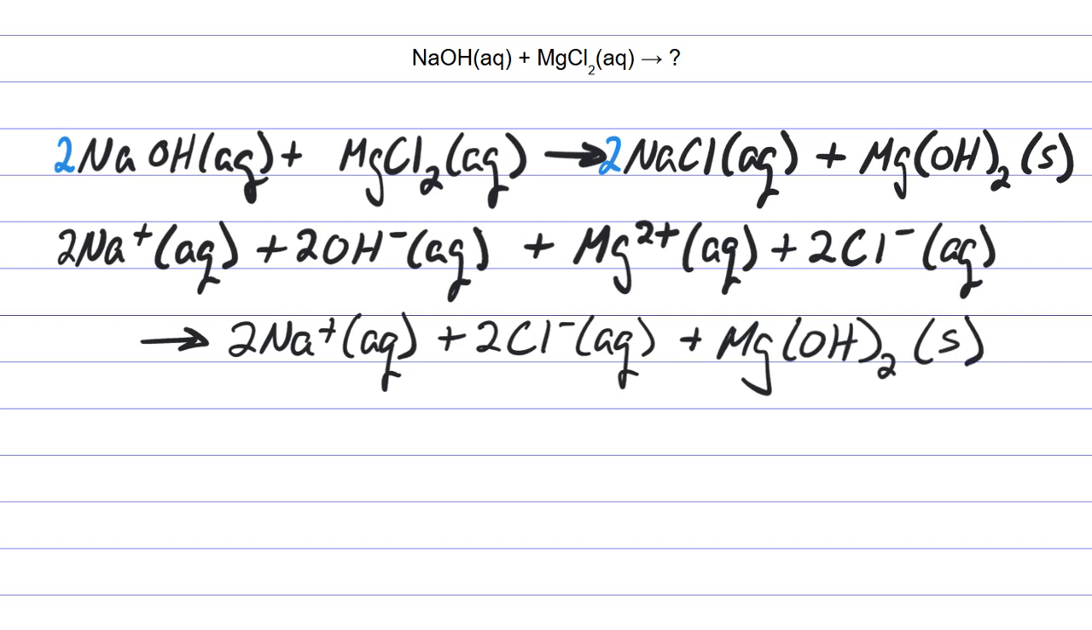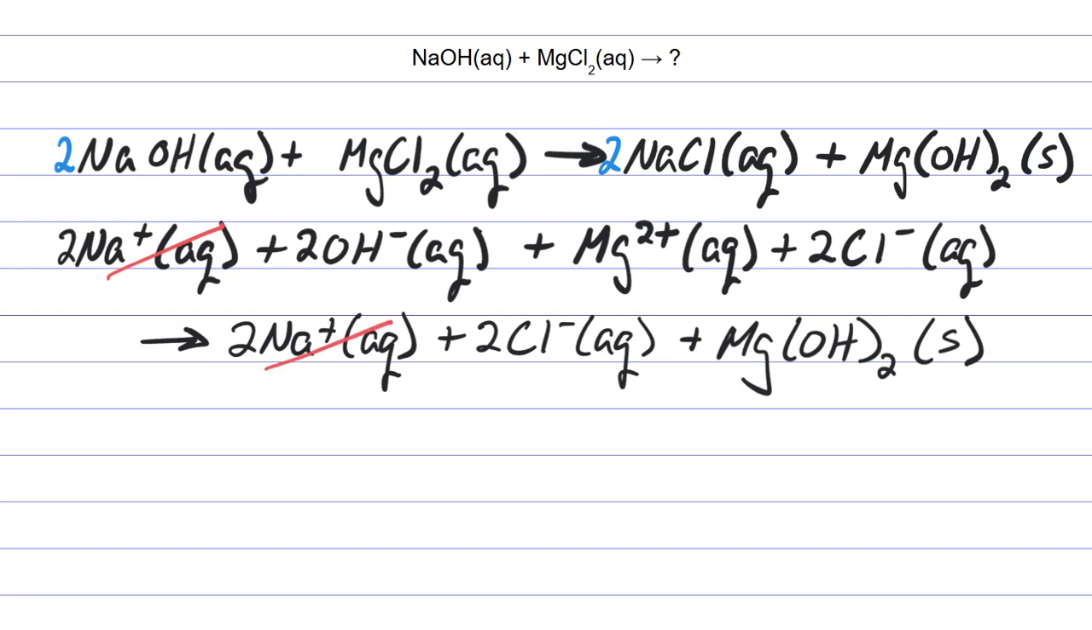Now what I have to do at this point is identify my spectator ions. I want to look at the ions that are the same on both sides of my equation. Now they have to match in coefficient, they have to match in charge, and they have to match in phase. And so on my reactant side, I have 2 aqueous sodium ions, and on my product side, I have 2 aqueous sodium ions. So those are spectator ions. Those can be eliminated from each side. And so this is going to disappear. This is going to disappear as well.